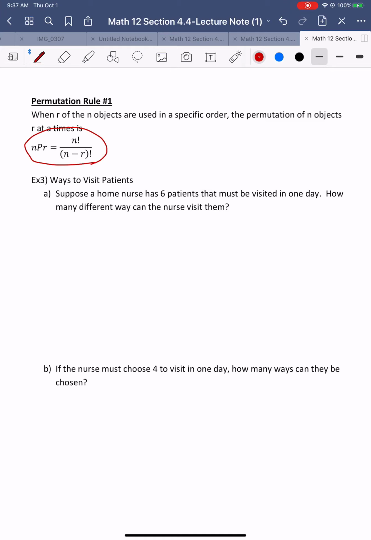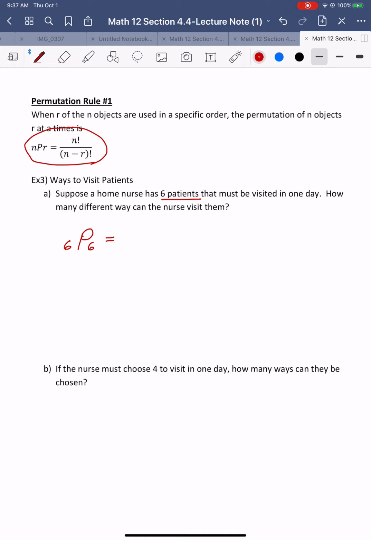Okay, so example 3: ways to visit patients. Suppose a home nurse has 6 patients, all different patients, so the order matters, and must visit them in one day. How many different ways can the nurse visit them? What you do is the permutation. There are 6 patients, but the nurse is going to visit all of them. You can use a calculator to find 6P6.